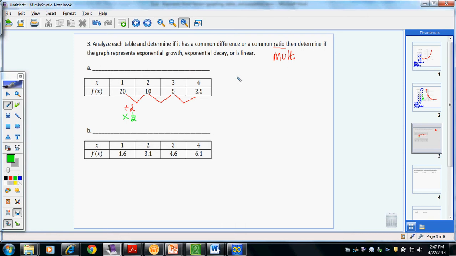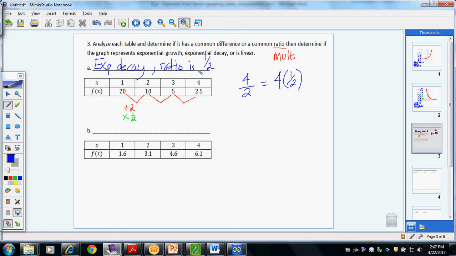Remember that, because if I said to you, what is 4 divided by 2? Well, that's the same thing as saying 4 times 1 over 2. So this is dividing by 2, which means that we have an exponential decay because it's decreasing, and our common ratio is 1/2.